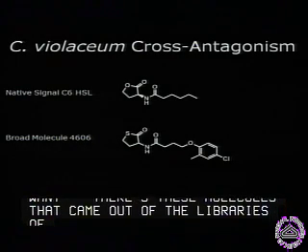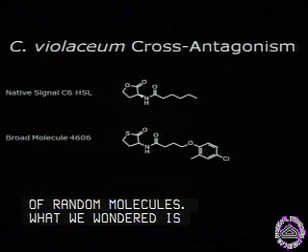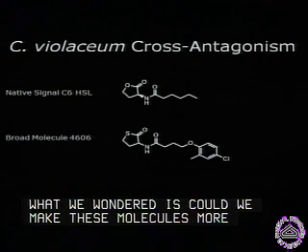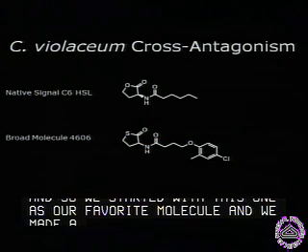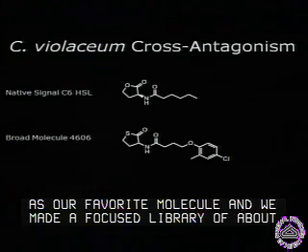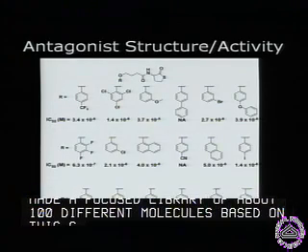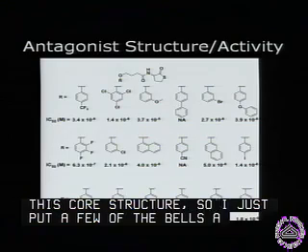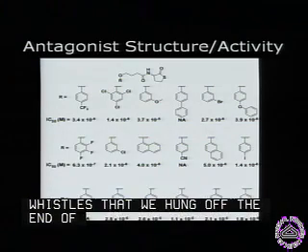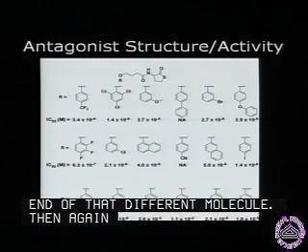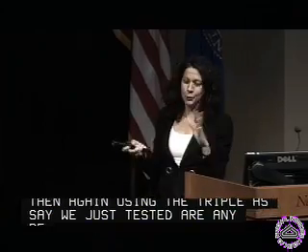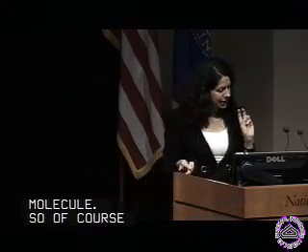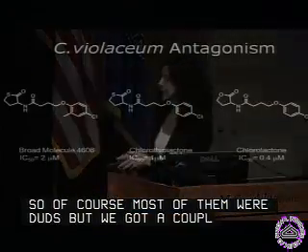And so what we wondered is, could we make these molecules more potent? And so we started with this one as our favorite molecule, and we made a focused library of about 100 different molecules based on this core structure. And so I just put a few of the bells and whistles that we hung off the end of that molecule. And then again, using this violacein purple assay, we just tested, are any of them better than the original molecule? And so of course, most of them were duds, but we got a couple that actually were more potent. And so here they are.